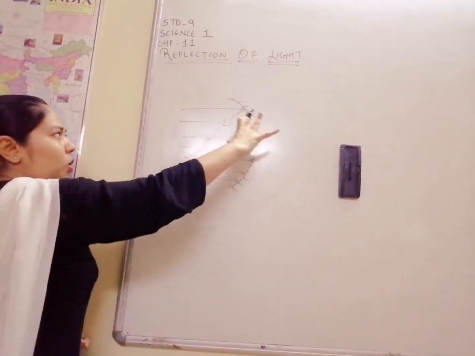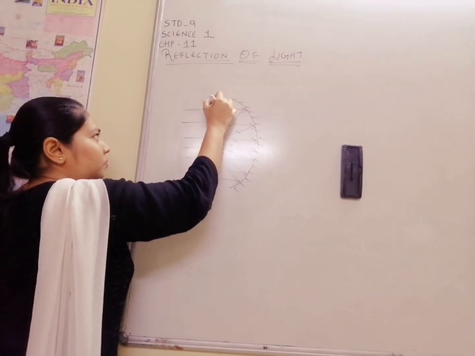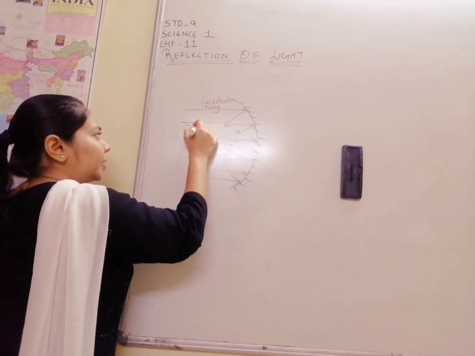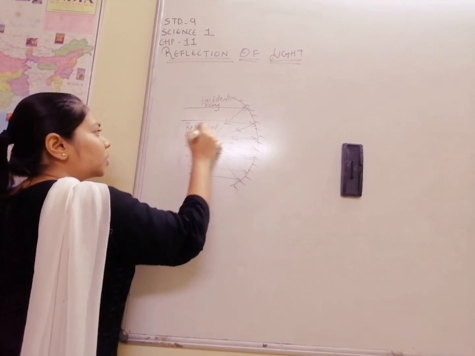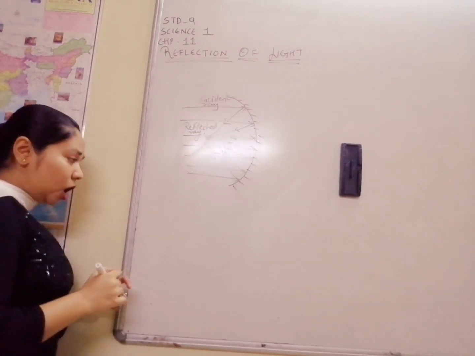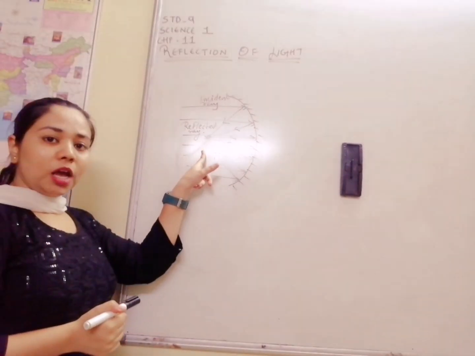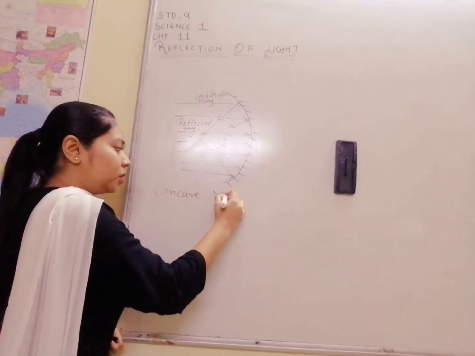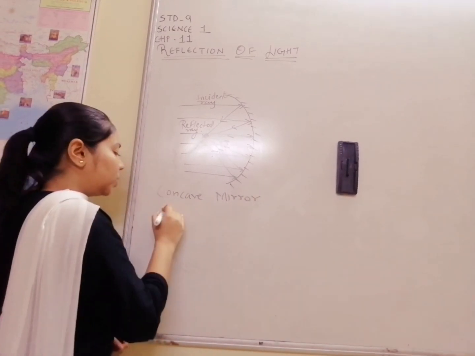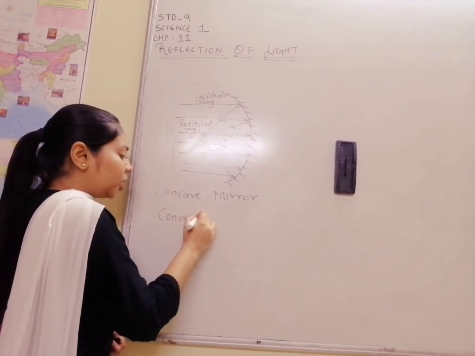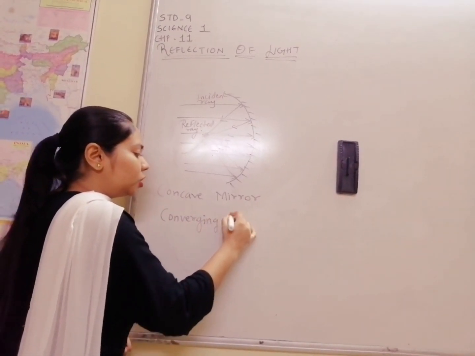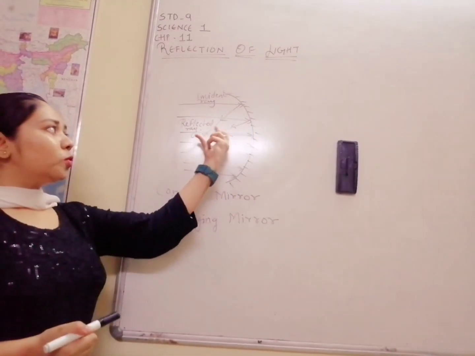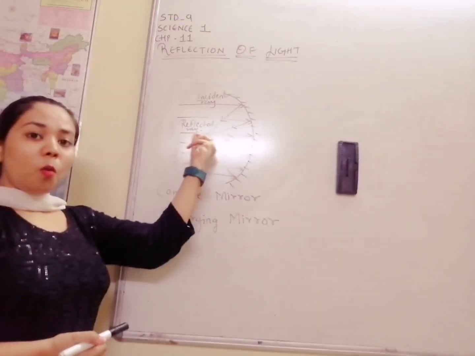These were all the incident rays, and the rays which are coming back are what? Reflected rays. So they are coming to one single point. So that's why concave mirror is also known as converging mirror. What it is known as? Converging mirror, because all the incident rays are coming at one single point, converges at one point.